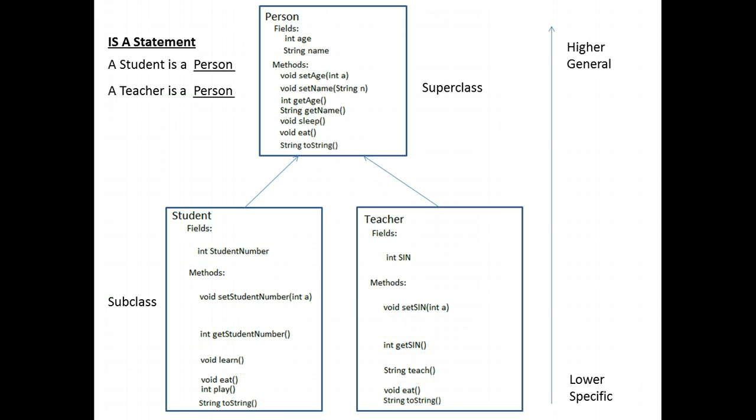They both have a sleep method, they both have an eat method, and they both have a toString method. So when I actually go and code this, I'm going to write the fields age and name in the person class and these methods in the person class. Since person is a superclass and student and teacher are subclasses, student and teacher will actually inherit all the fields and all the methods in the person class. So what we're trying to do is take anything that's common between student and teacher and put it up in the person class.